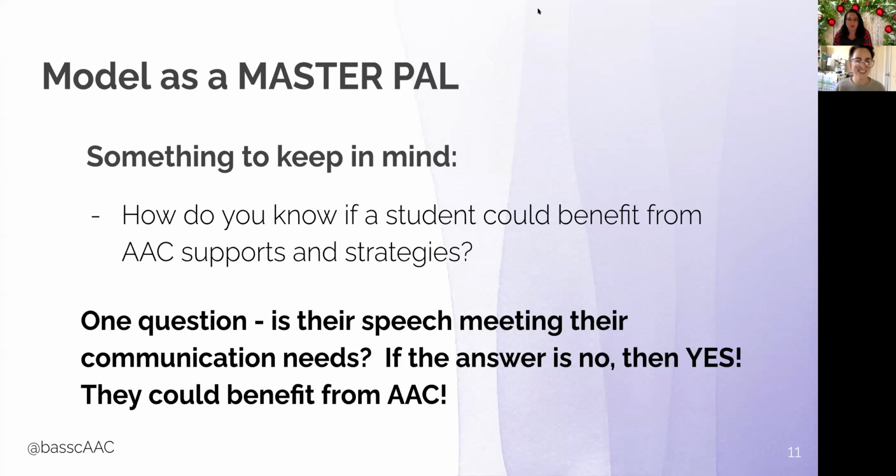All right, and then one little other thing to keep in mind. If you're here and you're like, I have a student, I'm not sure if they would benefit from AAC or if they would need AAC incorporated into their language therapy, what's something to keep in mind? We like to think of it as just one question: is their speech meeting their communication needs? And if the answer to that is no, then yes, they could benefit from AAC, which is why we are so excited that you're here through the Master PAL training series to learn all these good communication partner skills.